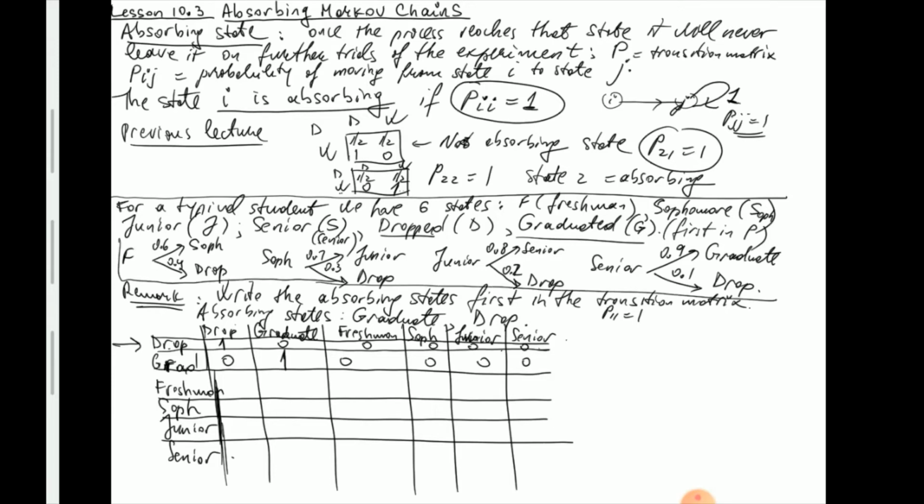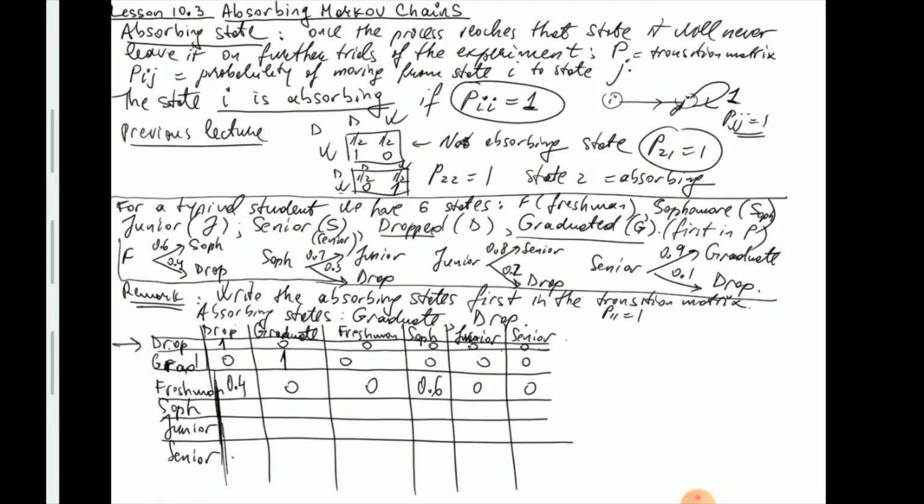So we have from freshman to drop, there's a probability of 0.4. From freshman to graduate, that's the probability 0. From freshman to freshman, it's 0. Or from freshman, you can advance to sophomore with probability 0.6. And again, 0 for all other probabilities. So take some time when you write the transition matrices, because it's very easy to misplace these probabilities. They have to be in the correct row and column.